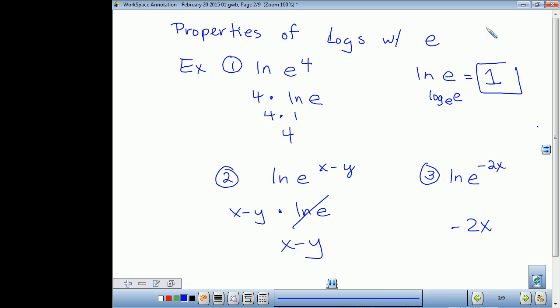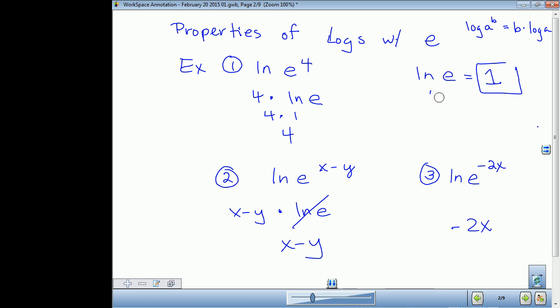Don't panic. When we studied our properties of logs, we said that when we had log of a to the b, it's the same as b times log of a. And we talked about why. Because the answer to a logarithm is an exponent, right? And when we raise a power to a power, what did we do with those exponents? We multiplied them. That's why this is true. So whenever we have any of these, this can come out in front. Does that part make sense? Okay.